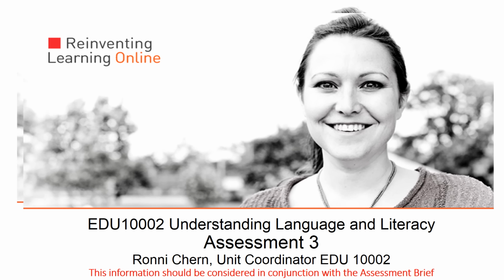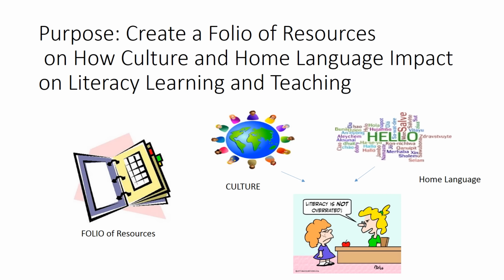I think this is probably my favorite of the three assessments because it actually takes all that we've learned and makes it real. So here we go. The purpose of Assessment 3 is to help you create a folio of resources on how culture and home language impact on literacy, learning, and teaching. We're interested in a collection of resources here for you to think about. So a folio where you're thinking about how culture and the different languages and backgrounds in your classroom impact or affect the literacy, learning, and teaching that you're going to do.